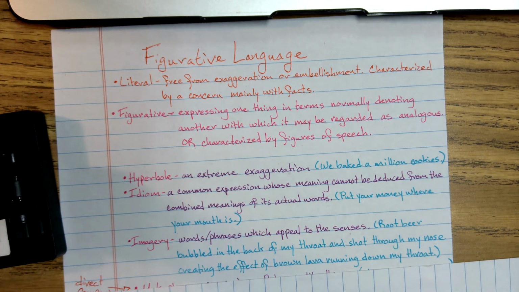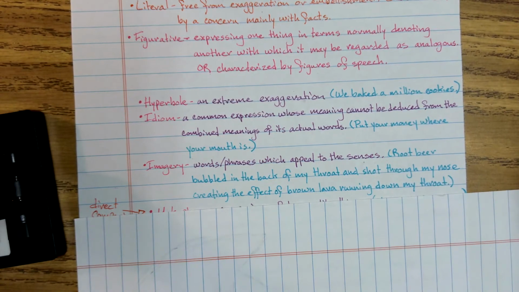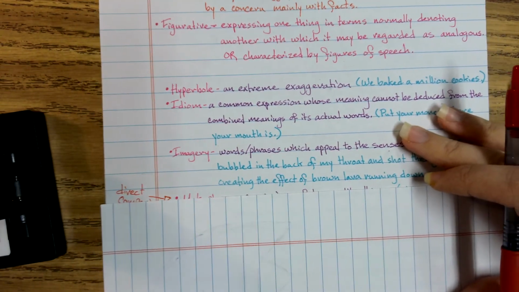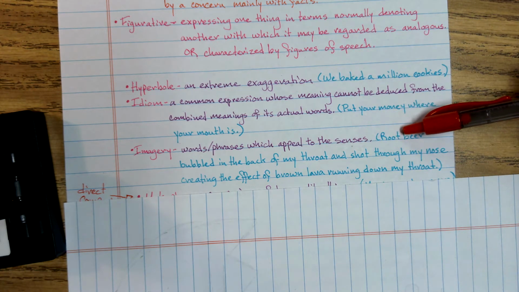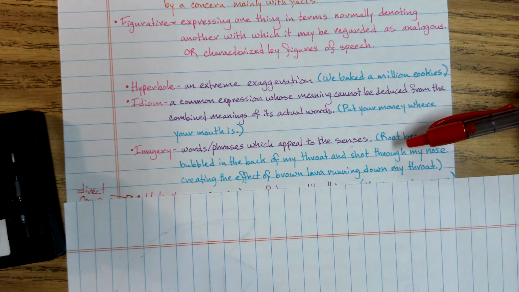Okay, next one is imagery. And we have definitely talked about imagery. Imagery are words and phrases which appeal to the senses. Okay, words and phrases that appeal to the senses. Those 5 senses being sight, sound, touch, taste, smell. Okay, so those main 5 senses, it's words that really draw those in and create vivid descriptions that make you feel like you're actually experiencing that in a way with your 5 senses.